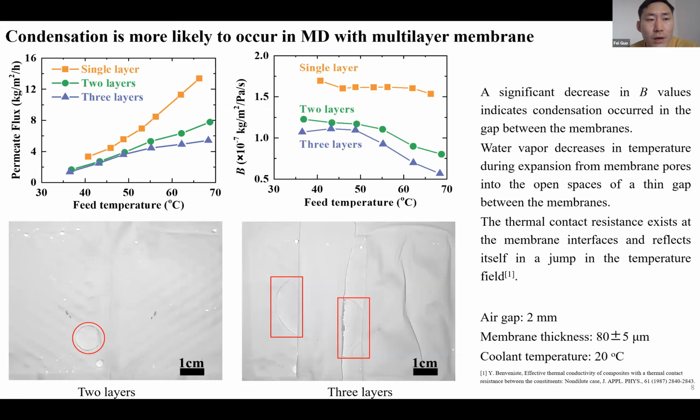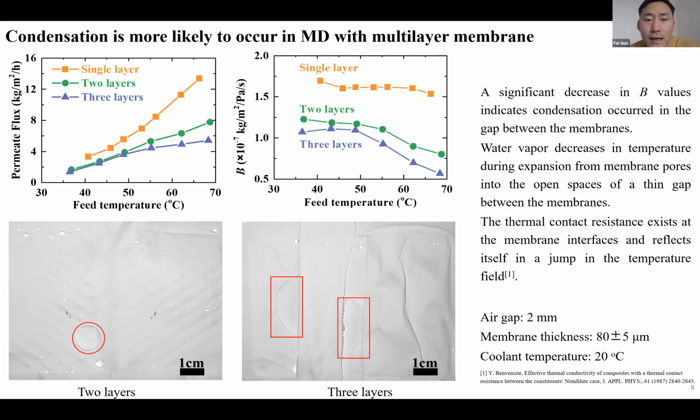Our final work is on the multi-layer membranes. We found condensation always happens in the multi-layer membranes. For the single membrane, we use a thickness of 80 micrometers. There is no condensation in the membranes, so the condensation effect can be neglected. And we found a significant decrease from 40 to 70 centigrade.